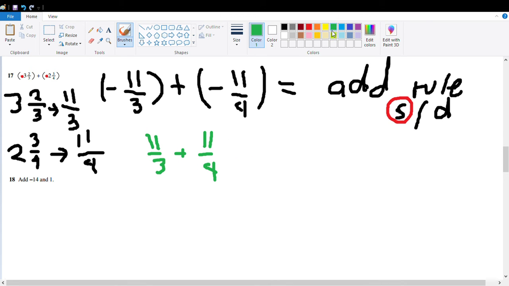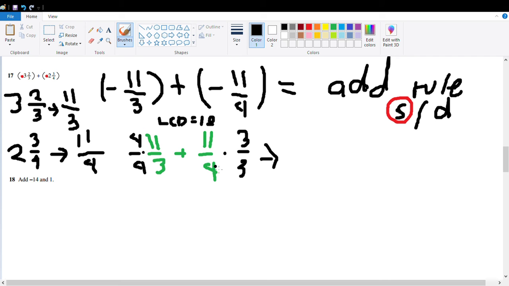Again, first thing first, what you should do is find the LCD, which is 12. So this side we're multiplying by 4 over 4. This side we're multiplying by 3 over 3. Now let's change it so that they have the same common denominator. Again, if you just simply add 3 and 4 and you get 7, and you do the top 22, you're going to get it wrong.